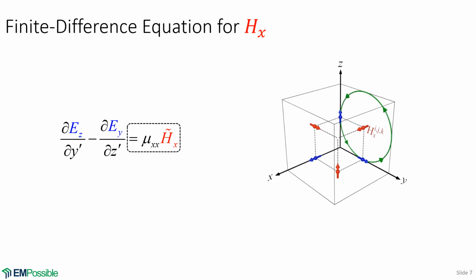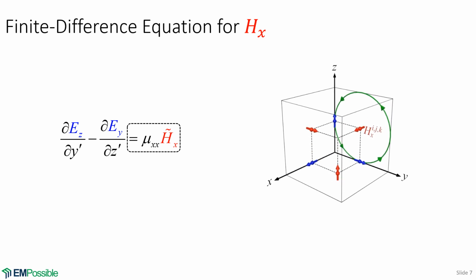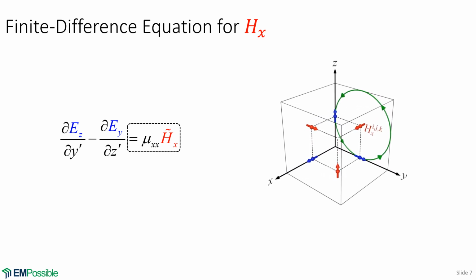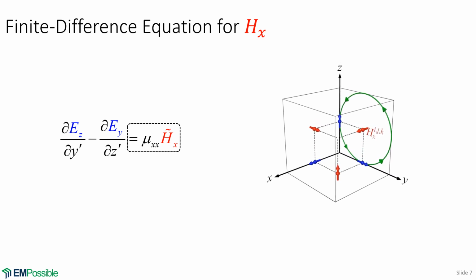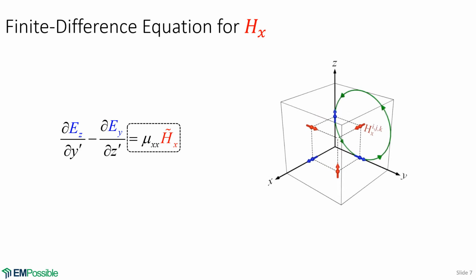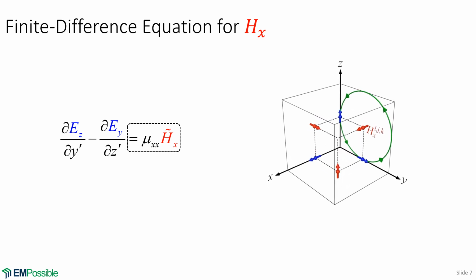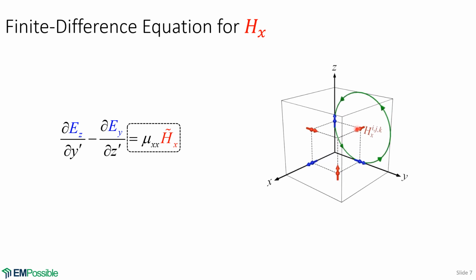And so here's Hx in our Yee cell. We have a rule for finite difference equations. We want all terms in a finite difference equation to exist at the same points in time and space. We have no time here, so we're only concerned about space. So we're going to make all of the terms exist at the same point where Hx exists.